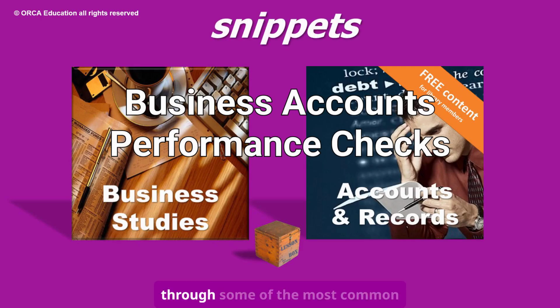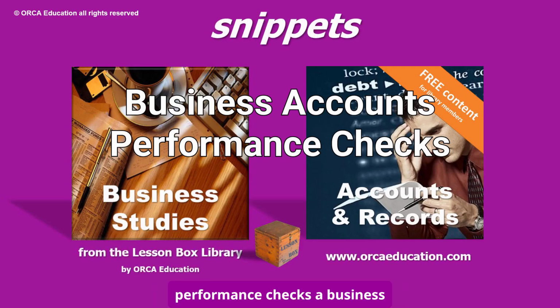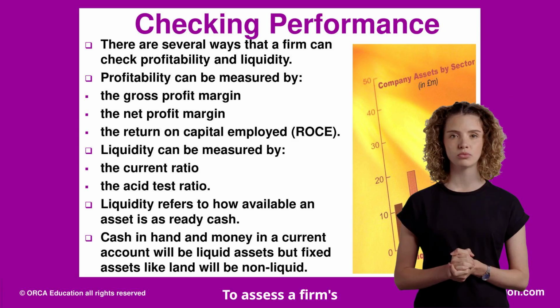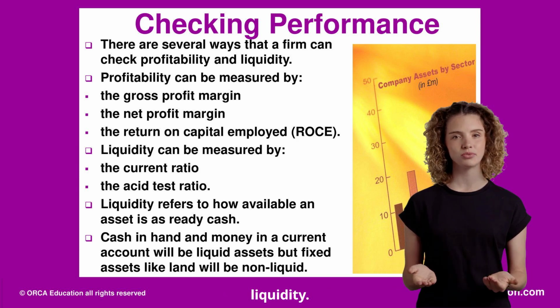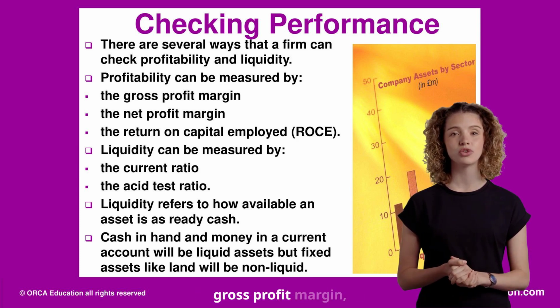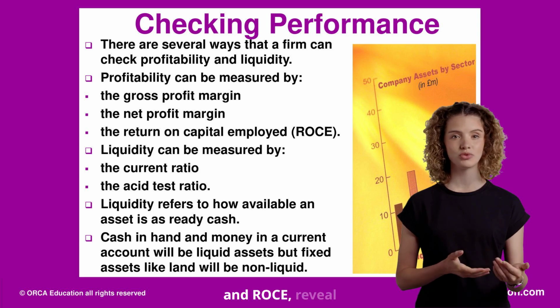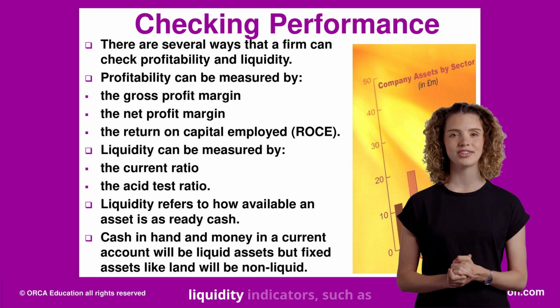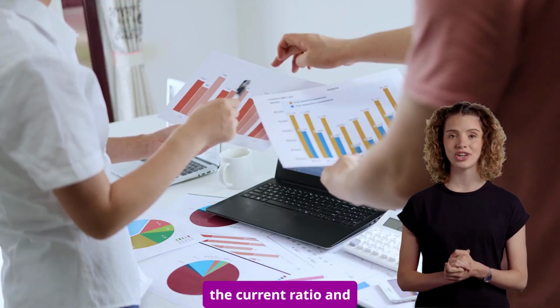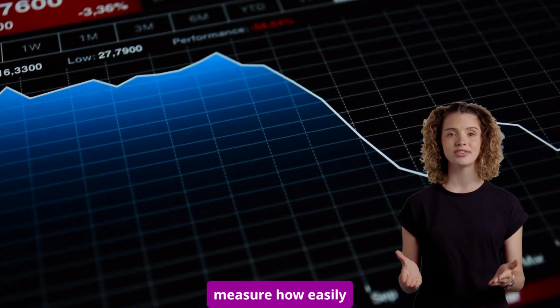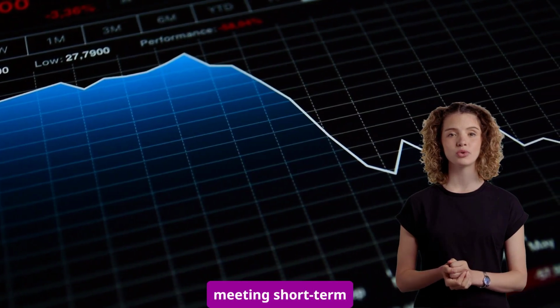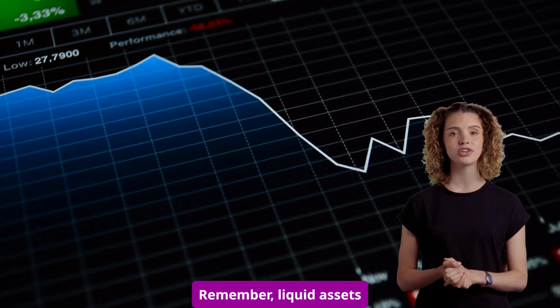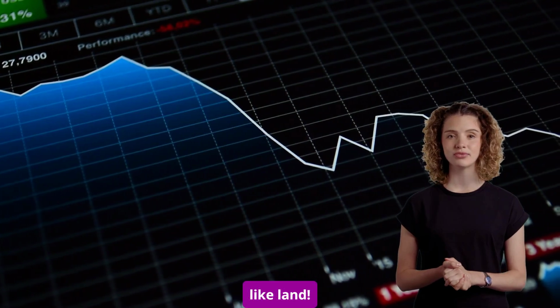This snippet will run through some of the most common performance checks a business might use with the information provided by their accounts. To assess a firm's performance, we examine two major areas: profitability and liquidity. Profitability metrics, like gross profit margin, net profit margin, and ROCE, reveal how effectively the business generates profit. Meanwhile, liquidity indicators, such as the current ratio and acid test ratio, measure how easily assets can convert to cash for meeting short-term obligations. Remember, liquid assets differ from fixed ones like land.